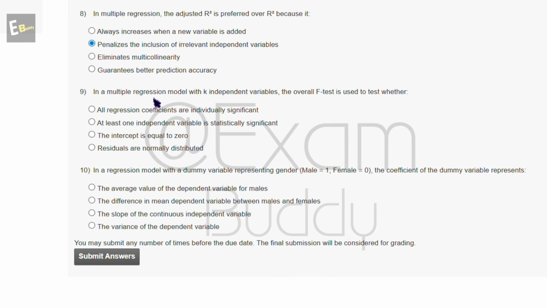Question number 9, in a multiple regression model with k independent variables, the overall F test is used to test whether, and the answer is option B. Question number 10, in a regression model with a dummy variable representing gender, the coefficient of the dummy variable represents, and the answer is option B. So now we submit the answers.